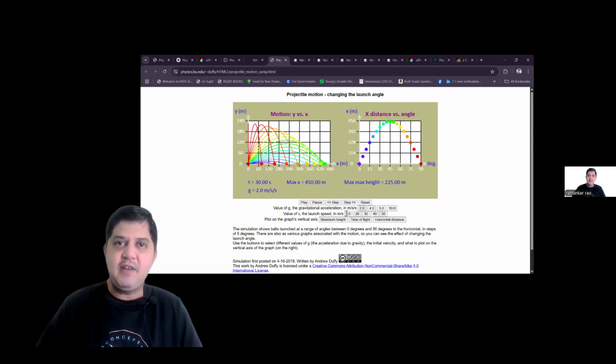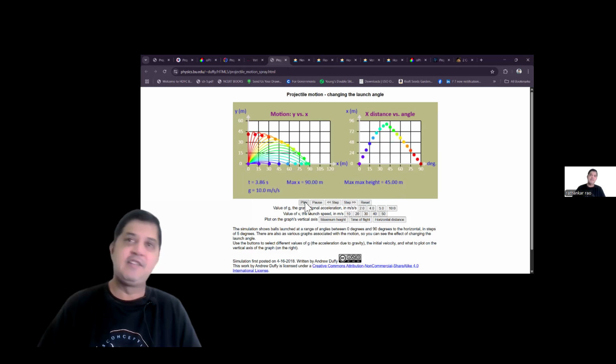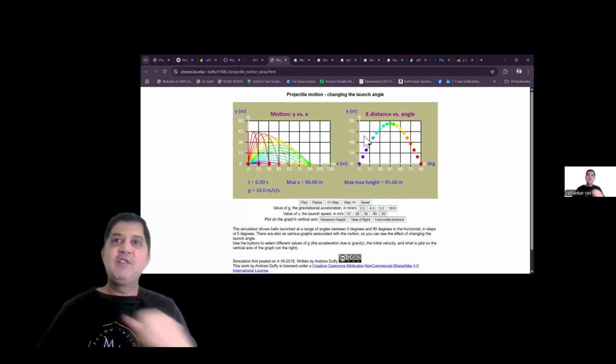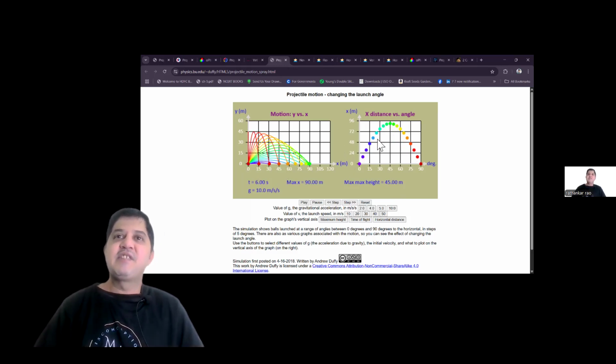If I now change the value of g, I'm also curious, I have not tried this. If I change the angle over here and click on play, of course you get the same kind of curve. I thought maybe you would get a different one. You get the same kind of curve over here, but the only thing is the distance traveled by it would be lesser. Don't take this as maximum height.